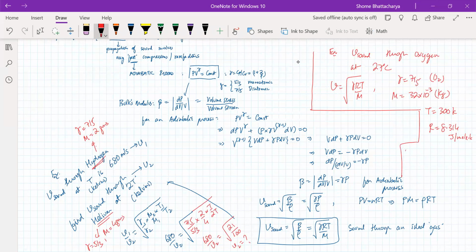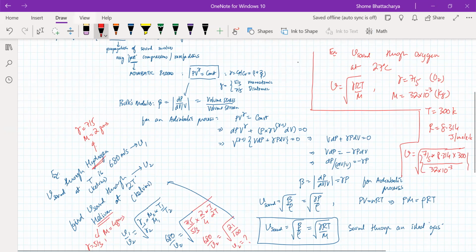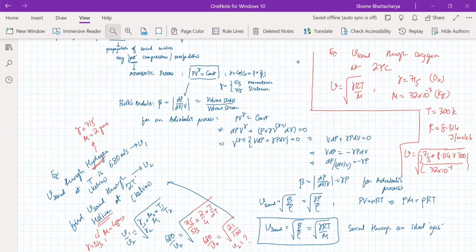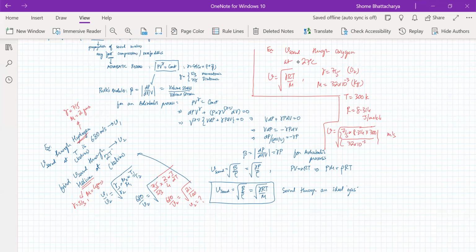On substituting all this, you will get the speed of sound correctly in meters per second. So just be careful when you are doing these kinds of substitutions. It's a very common mistake to substitute molar mass in grams instead of kgs, and then come up with the wrong answer. So this will give us the value in meters per second. I'm not completing the calculation, it will take too much time. But just be alert about that when you're substituting all the units.